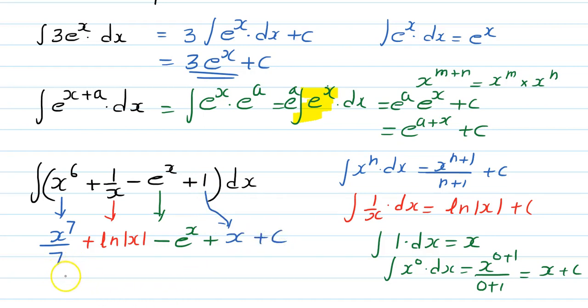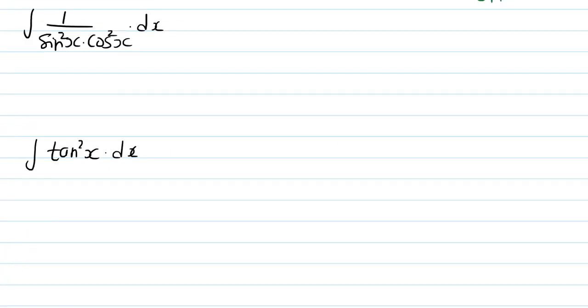Nice and easy. So x to the power 7 over 7 plus ln x minus e to the power x plus x plus constant of integration. That's your answer here. Let's see a few more questions.